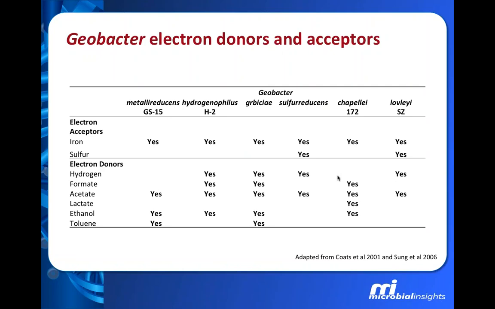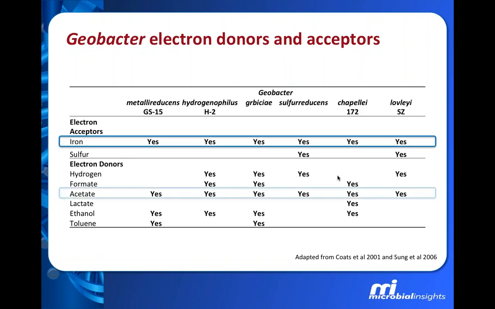Geobacter were enriched in our impacted wells, but not all Geobacter can utilize toluene. Here I've compiled a chart of results from literature where different Geobacter isolates were tested for their ability to utilize specific electron donors and acceptors. So to make it easier to read, we've marked the positives and left the negatives blank. What we see is on the electron acceptor side, iron reduction is consistently observed among all Geobacter species and strains. But when we get to sulfur, some can use it and some can't.